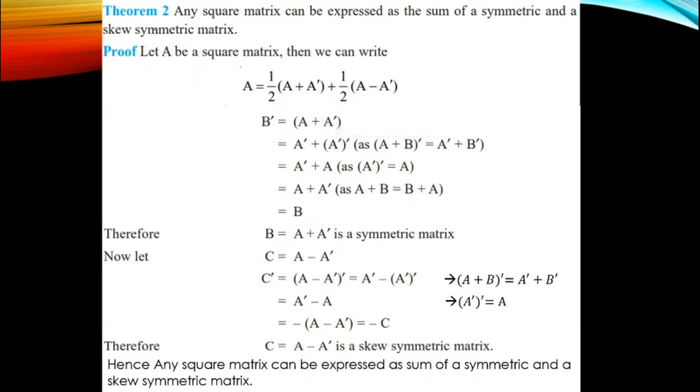Next theorem. Any square matrix can be expressed as sum of a symmetric and skew symmetric matrix. Here A is equal to half A plus A dash plus half A minus A dash. When your proof begins directly with this, did you understand anything? No, just let us bring some clarity. We have a matrix A. Let there be a matrix A. Fine. Next can we write half A plus half A? Yes, you agree with that because half A plus half A is nothing but A.